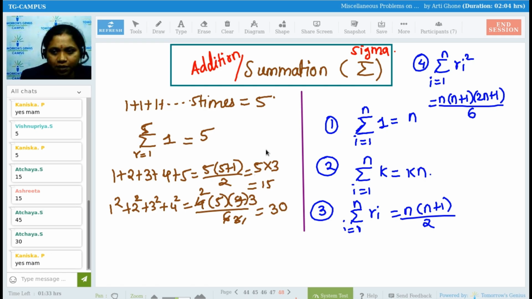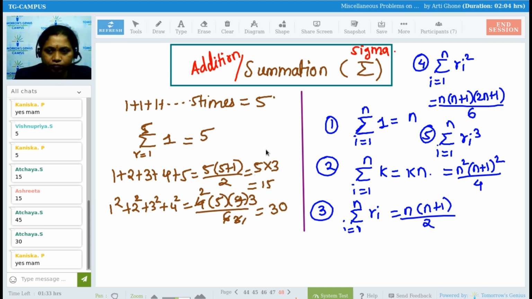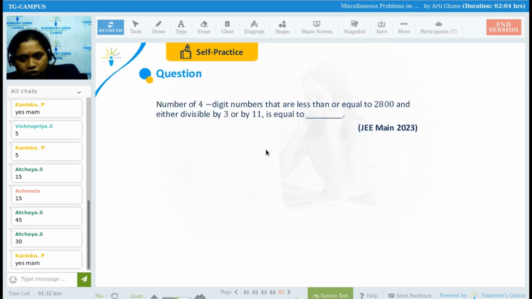Clear? Okay. And similarly, just for cube, write down the direct formula. Summation of r cube, r running from 1 to n, is equal to n square into n plus 1 whole square divided by 4. Just these 5 formulas are important for the summation. We have the next pattern of formulas for sequence and series also. But for timing, just remember cubic, square and the rest. Okay, so these are the 5 formulas of summation.